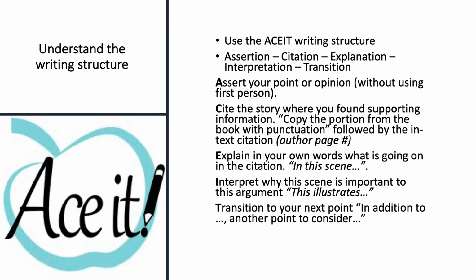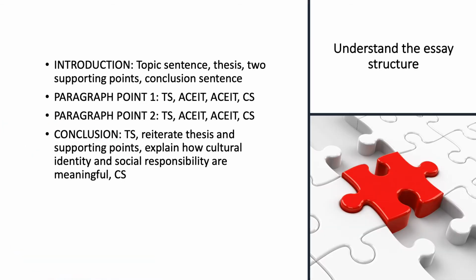I for interpret, you interpret why this scene, this quote in the scene is important to this argument. So you might write the phrase this illustrates and explain that. T for transition to your next point. You might write in addition to whatever point you've been writing about, another point to consider is, and then proceed to make that transition.